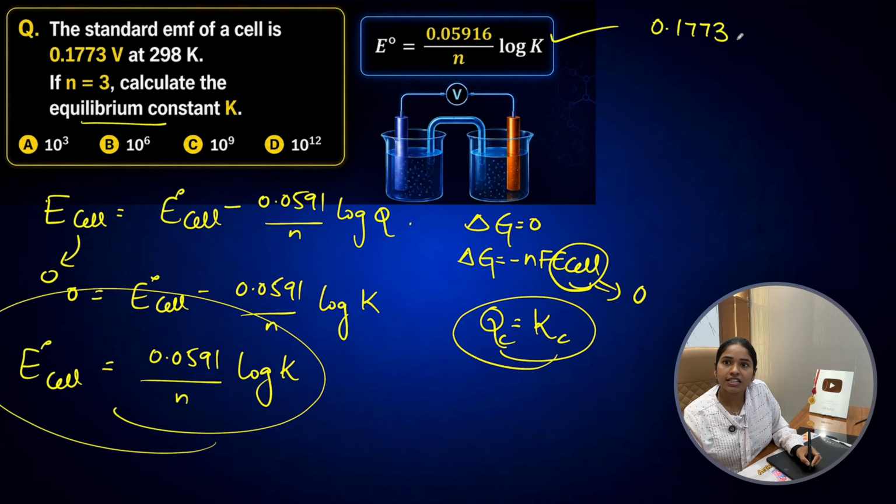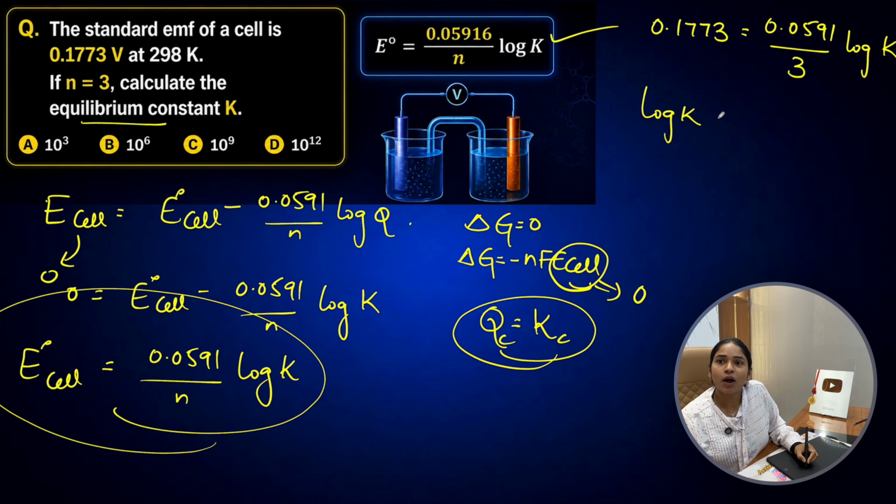0.1773, which is equal to 0.0591 divided by the number of electrons changed, which is 3, then log K. Then log K is equal to 0.1773 into 3 divided by 0.0591. I will write it as 6, round it off.